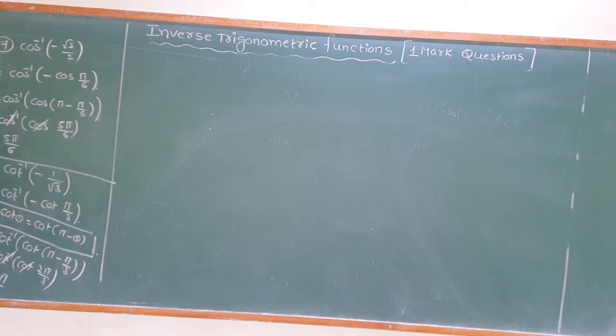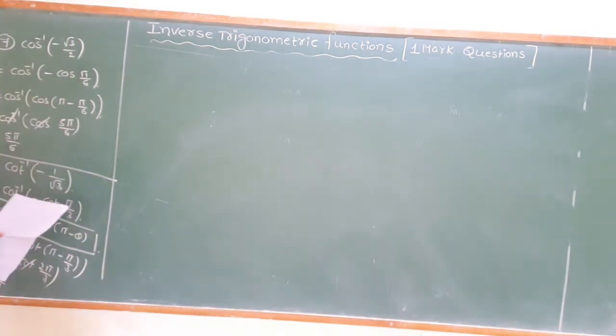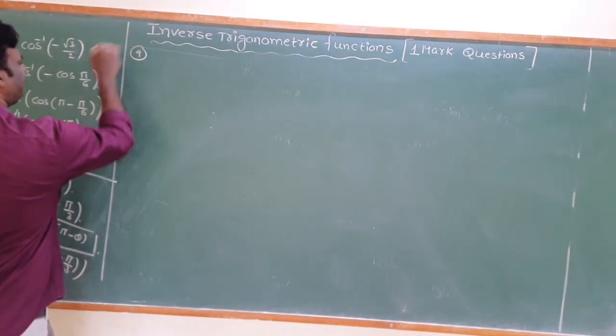If you have any doubt, first we draw the table of domain and range. The cot inverse value is 2 pi by 3, and 2 pi by 3 lies within the range of cot inverse, which is 0 to pi. Like that, we can verify.